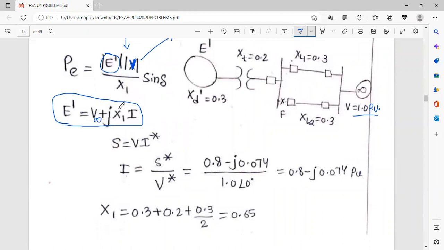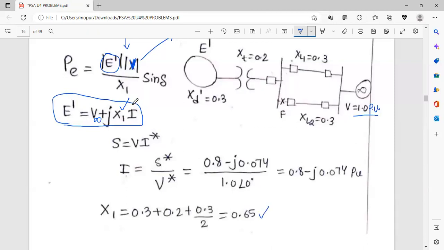Now we can find the value of X1. X1 is the equivalent reactance. You see here 0.3 plus 0.2 plus the parallel combination of these two. This 0.3 and 0.2 are in series, and this combination is in series with the two parallel ones. So X1 is equal to 0.3 plus 0.2 plus 0.3 by 2, which is 0.65.